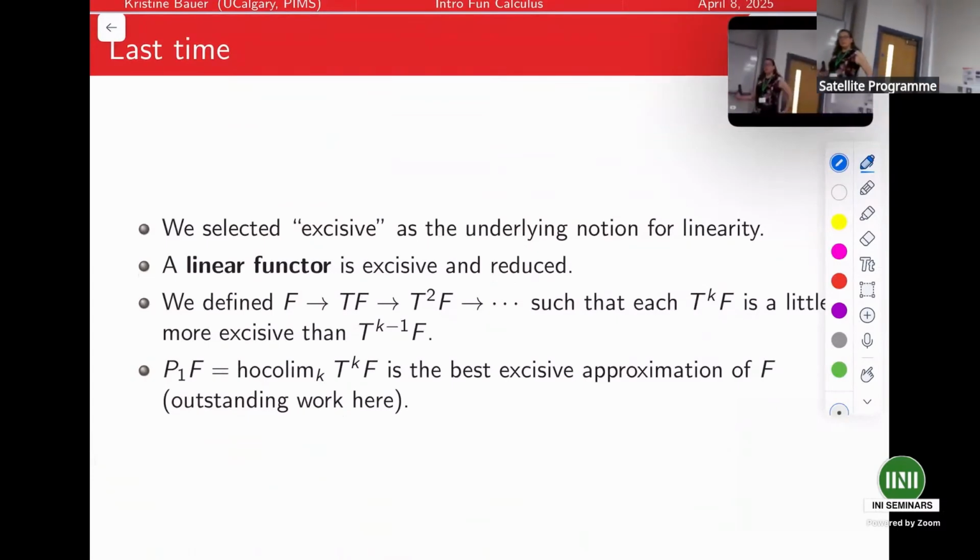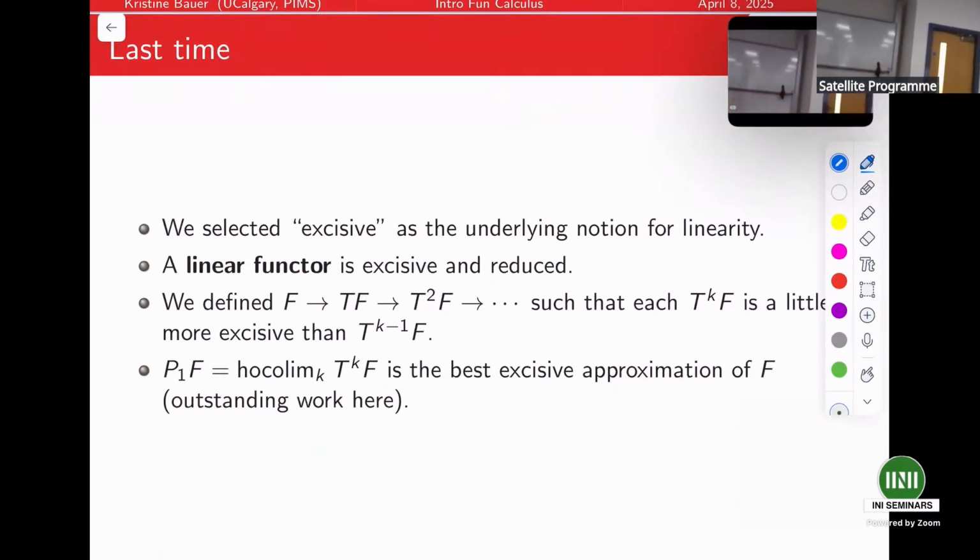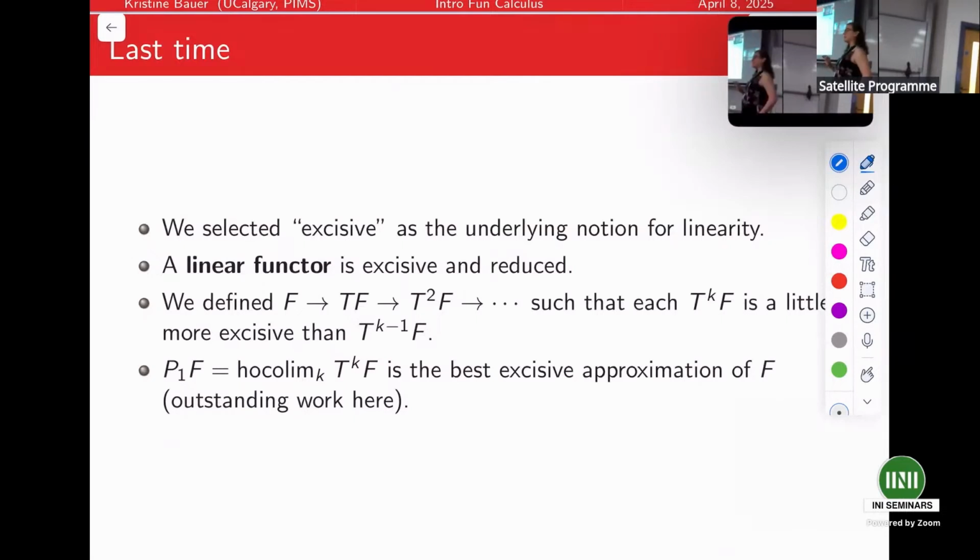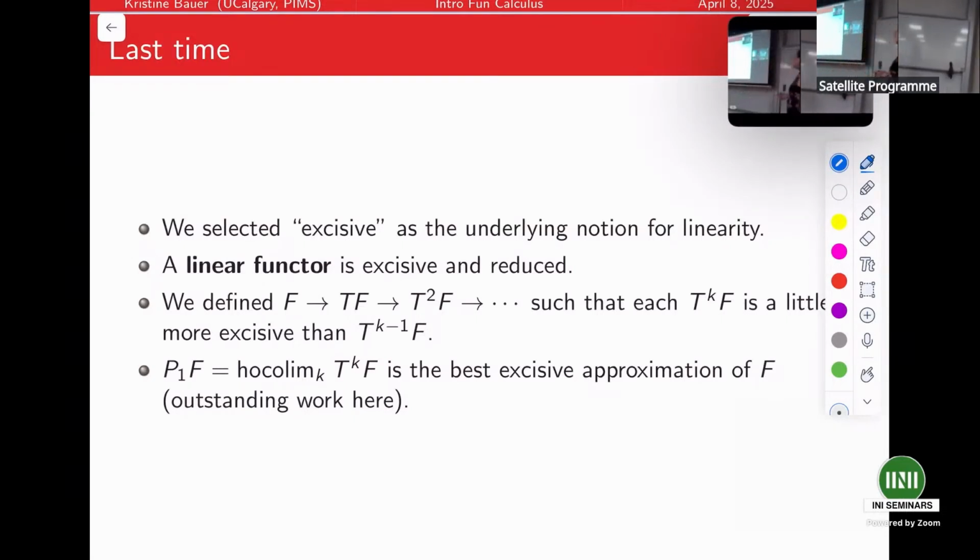So what we concluded yesterday was we had selected excisive as the underlying notion for linearity. We just find a linear functor to be both excisive and reduced. We defined these helping functors T so that each power T^k F is just a little bit more excisive than T^(k-1) F.